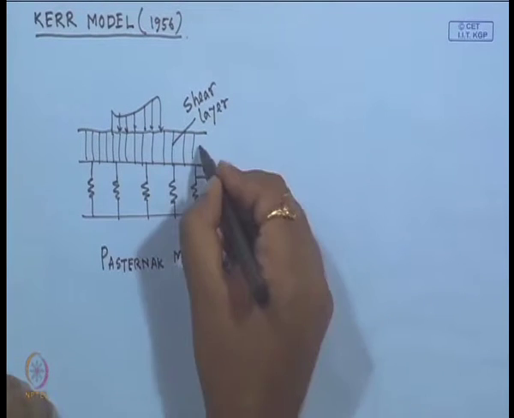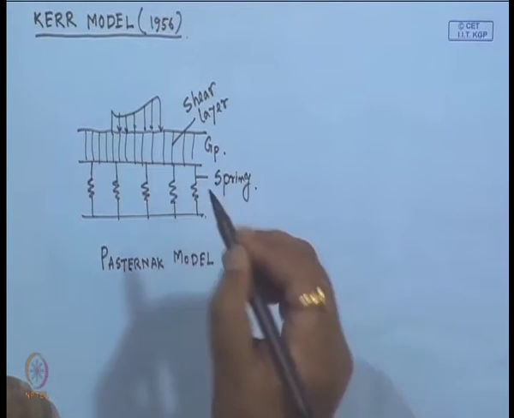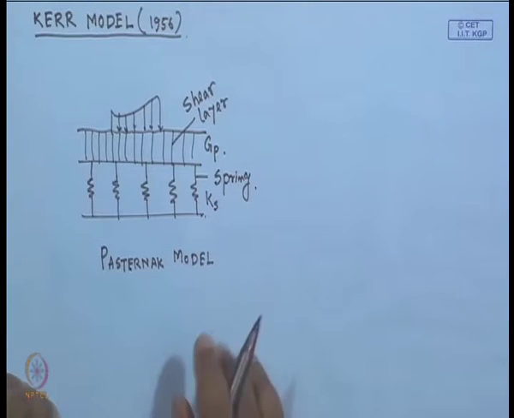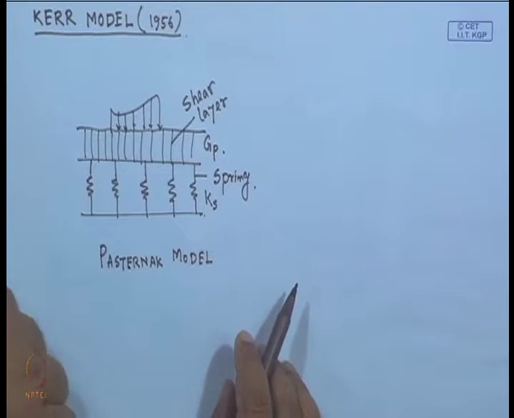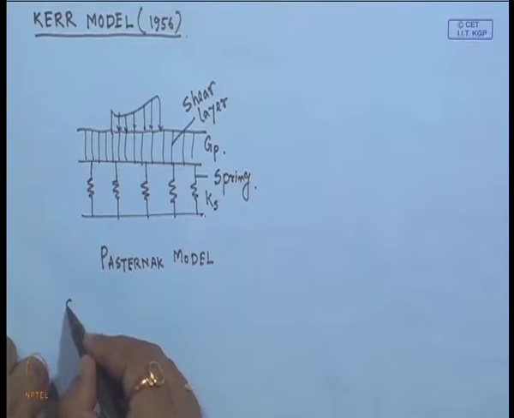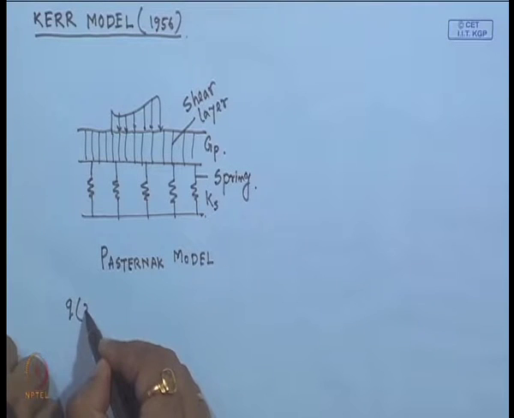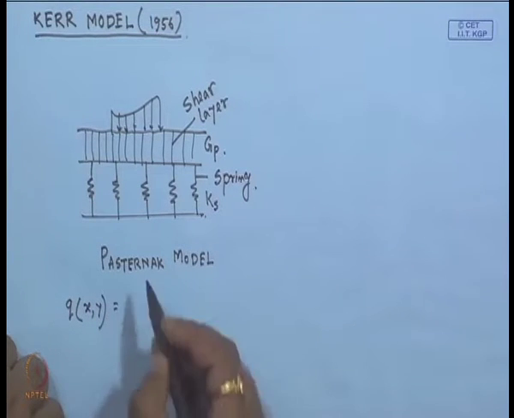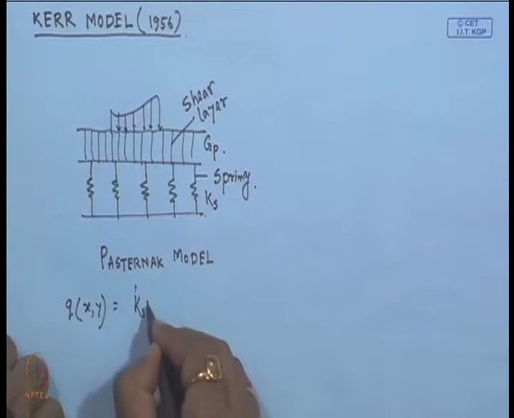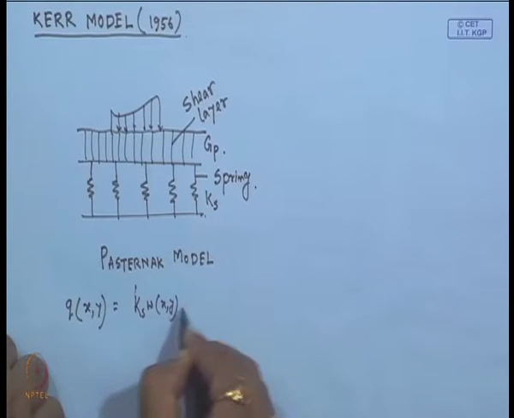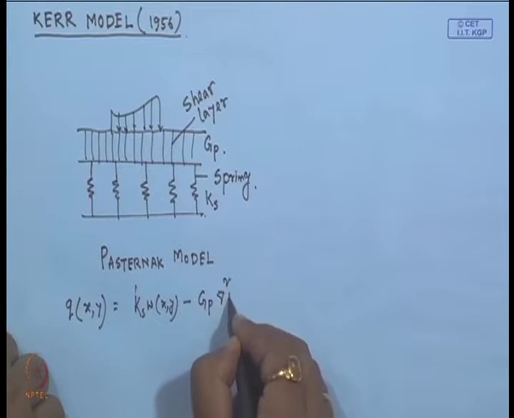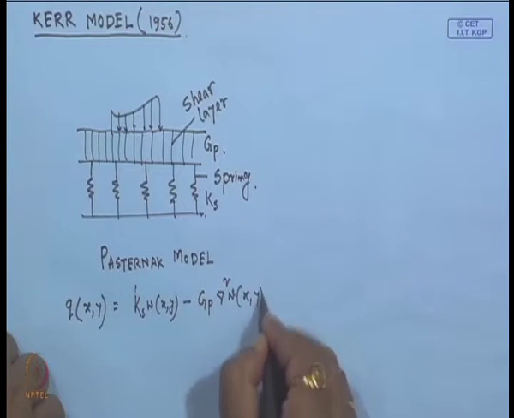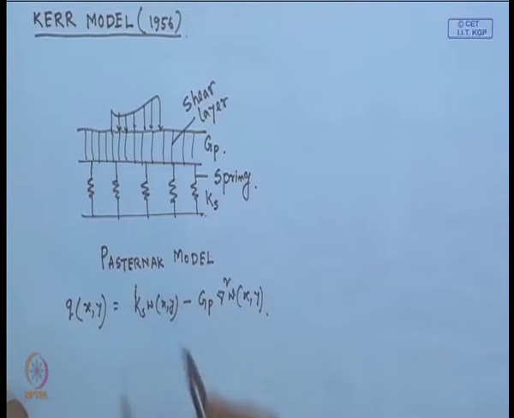The shear modulus of the shear layer is G p and the spring constant of the springs is K s. So, the expression that was available for this case is q(x,y) equals K s into w(x,y) minus G p del square w(x,y). So, this is the model that I explained in the last class, the Pasternak model.